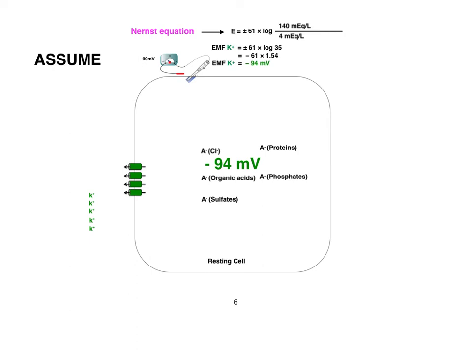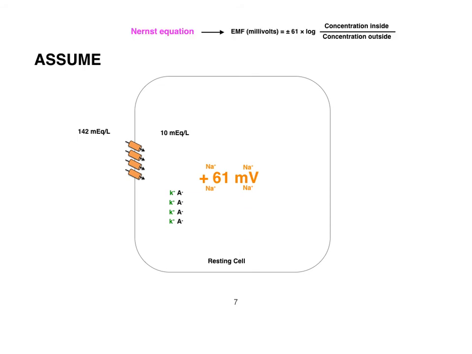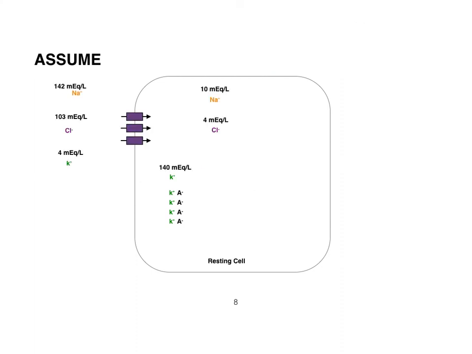In another assumption, if the cell membrane is permeable only to sodium ion, as known that the concentration of sodium ion outside is more than inside, the movement of sodium ion will be inward. This movement increases the positivity of the internal environment. How much the positivity is can be calculated from the Nernst equation. That comes out to plus 61 millivolt. In the case of chloride ion, the Nernst potential would be 70 millivolt. This Nernst potential for chloride ion does not play a significant role in resting membrane potential.